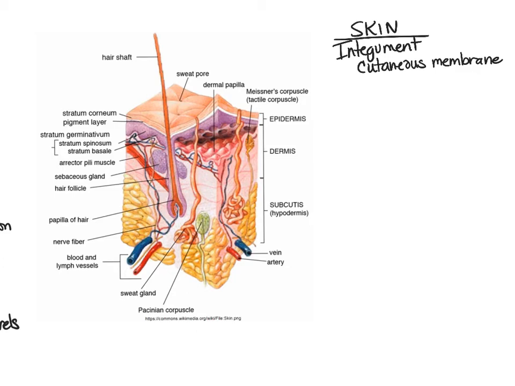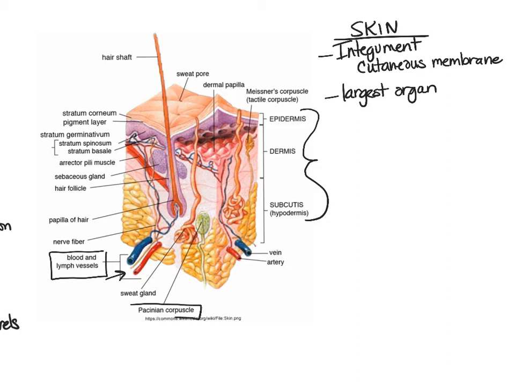So this is the largest organ of the body, and that's because it is made up of a living layer of cells. So you can see here we actually have these different layers, and all of these different layers are composed of cells. So living cells. It also has receptors. It also has vessels. So you can see some blood vessels and some lymph vessels right here. And then we have different things like the Pacinian Corpuscle here.